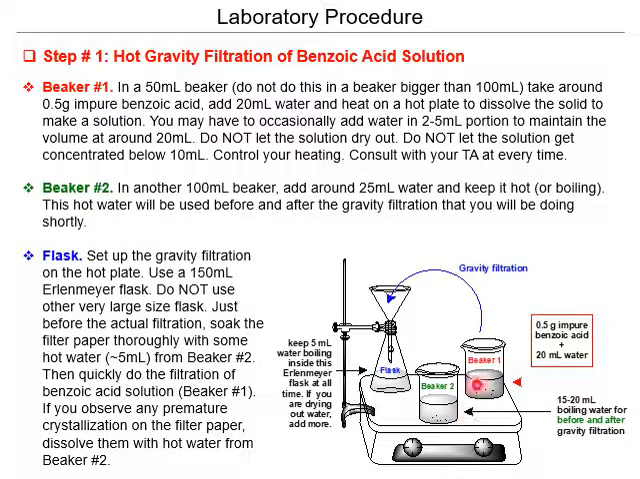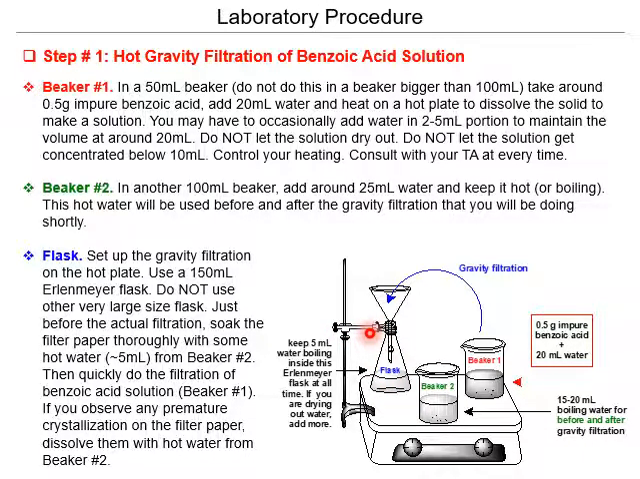In addition, you need to add around 25 milliliters of water in another beaker and put it on a hot plate to have boiling and hot water for the different steps of the experiment. You also need to prepare your gravity filtration system on the hot plate. You need to clamp your Erlenmeyer flask by using a universal clamp.